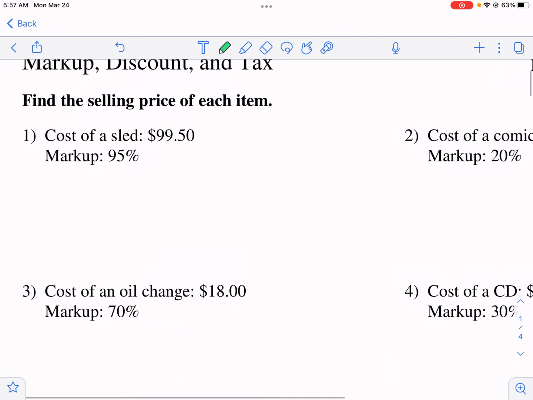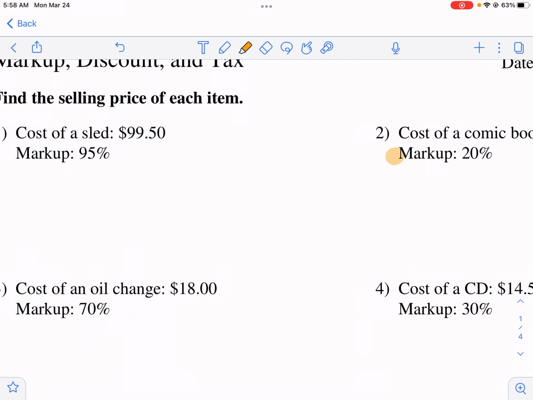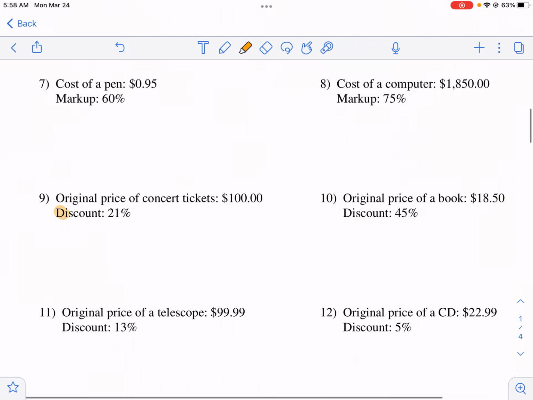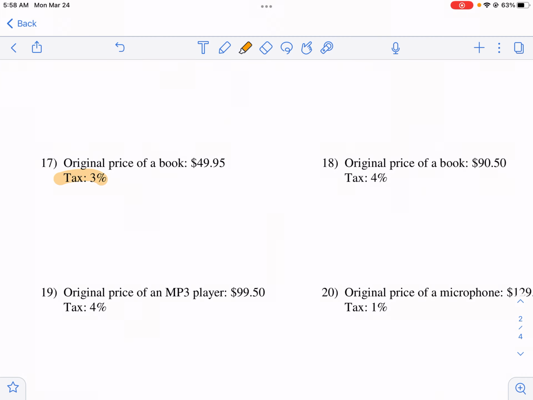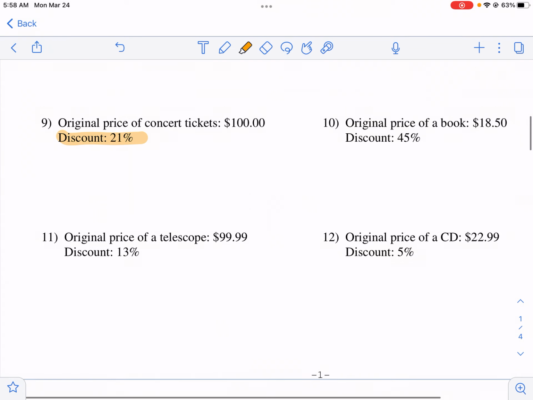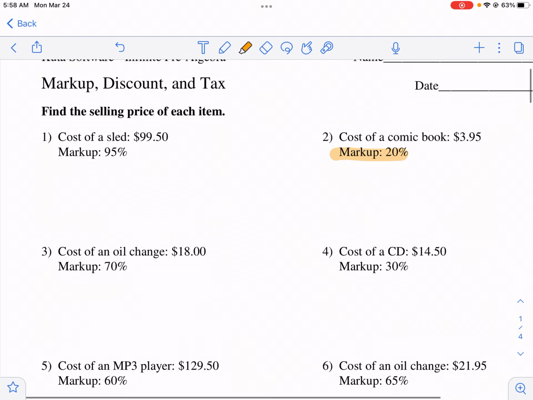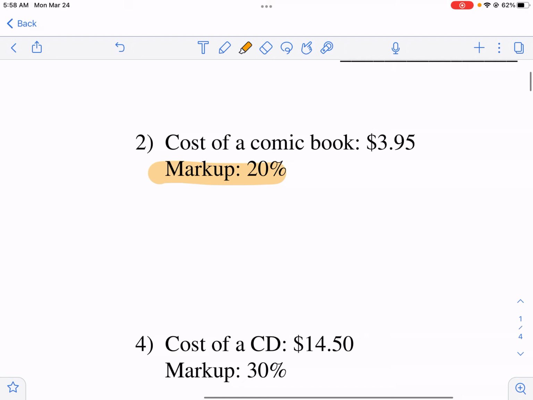So it says find the selling price of each item. What we're going to do here is it's either going to say markup, it's going to say discount, and then it's also going to have some of these as tax. And what you have to do is figure out not only what those discounts, markups and taxes are, but the final price of the item. Let me break down how we're going to do that, and I'm going to start with number 2.